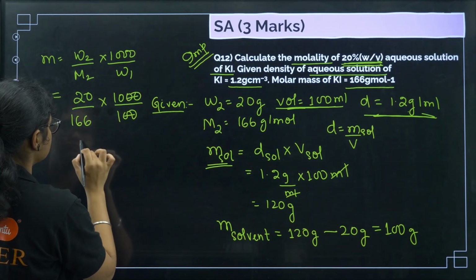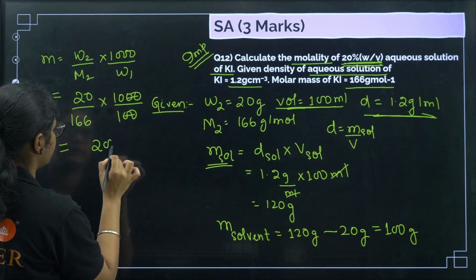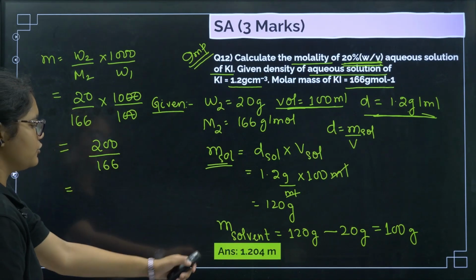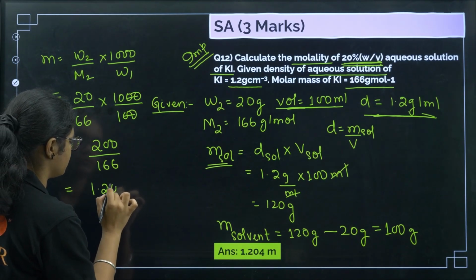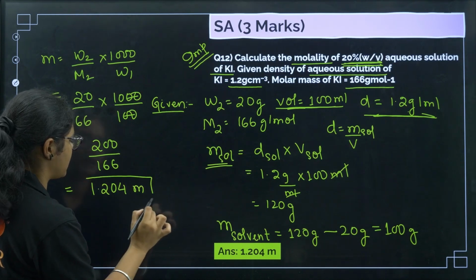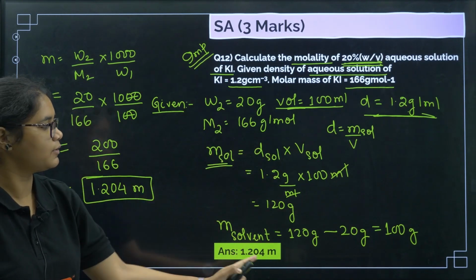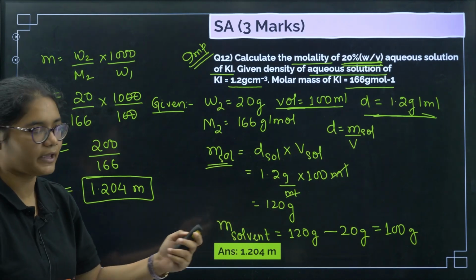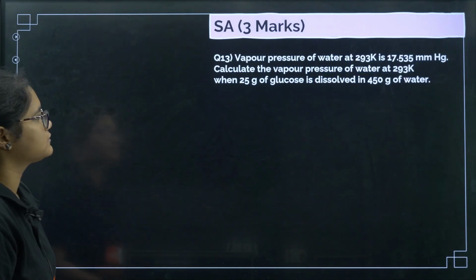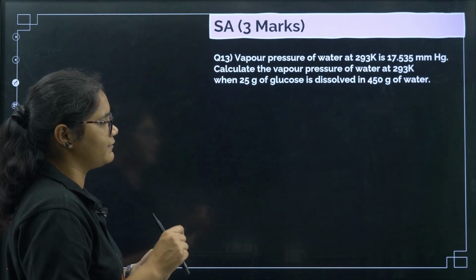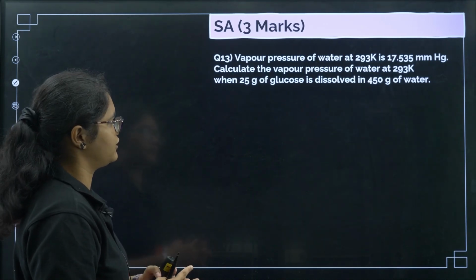So now you need to calculate this one, 200 divided by 166. Okay, this will be giving you molality. You will be getting around 1.204 m. That is, small m stands for molality. Clear? So this part is important to understand this conversion. Okay, fine. So next question: vapor pressure of water at 293 Kelvin is 17.535 mm of Hg.